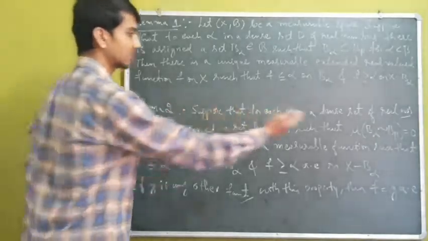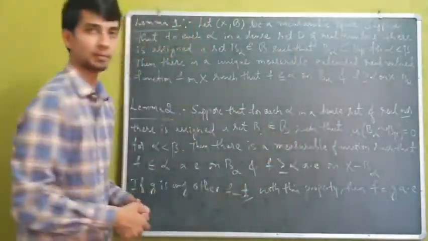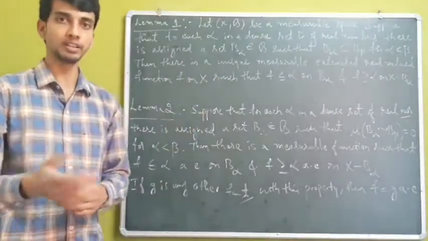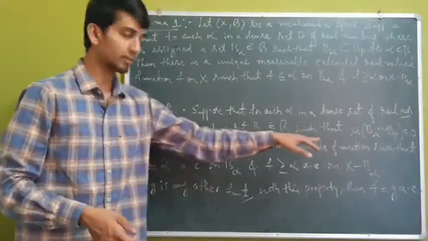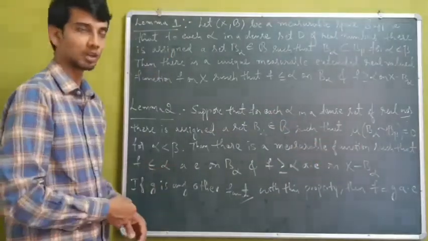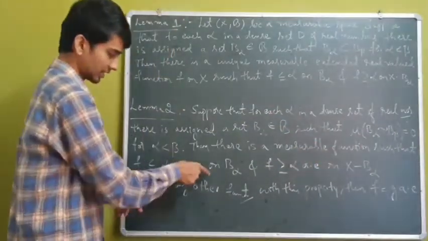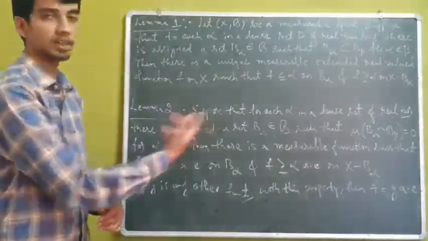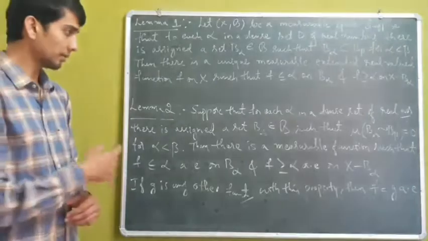So this is the slight change we have compared to lemma 1. For alpha less than beta, mu of B alpha minus B beta is 0. Then there is a measurable function, as in lemma 1, such that f is less than or equal to alpha almost everywhere on B alpha, and f is greater than or equal to alpha almost everywhere on the complement, that is, X minus B alpha.